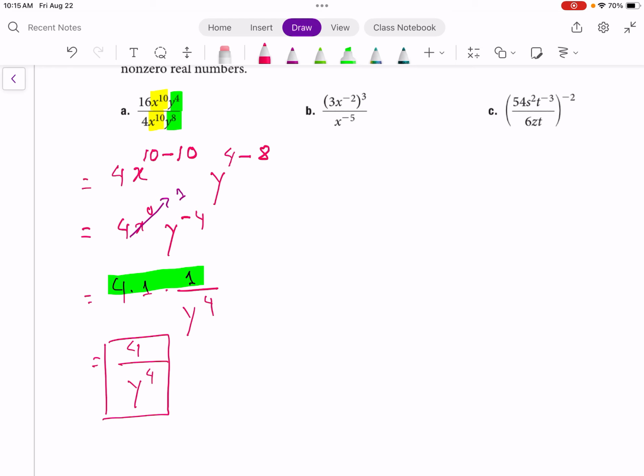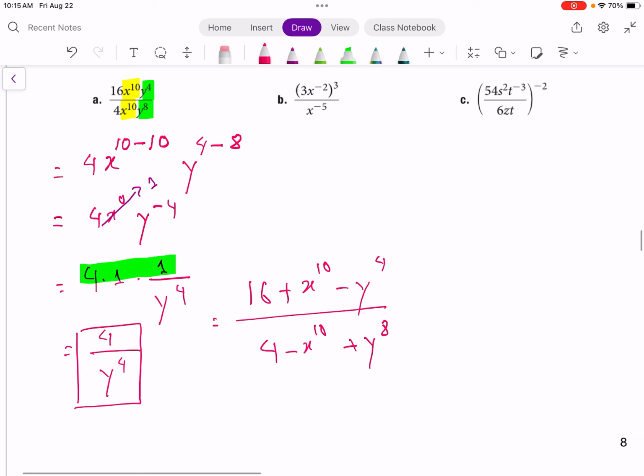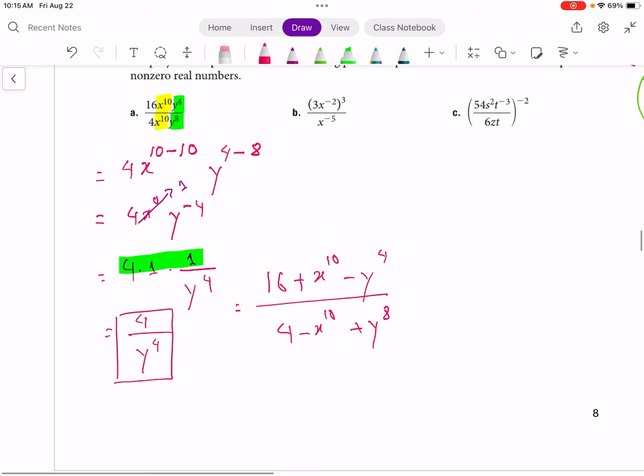Any questions? Now let me make a slight change. For example, if we had something like 16 plus x to the power 10 minus y to the power 4, divided by 4 minus x to the power 10 plus y to the power 8, how would you simplify? Do we use exactly the same steps here? What's the difference here?